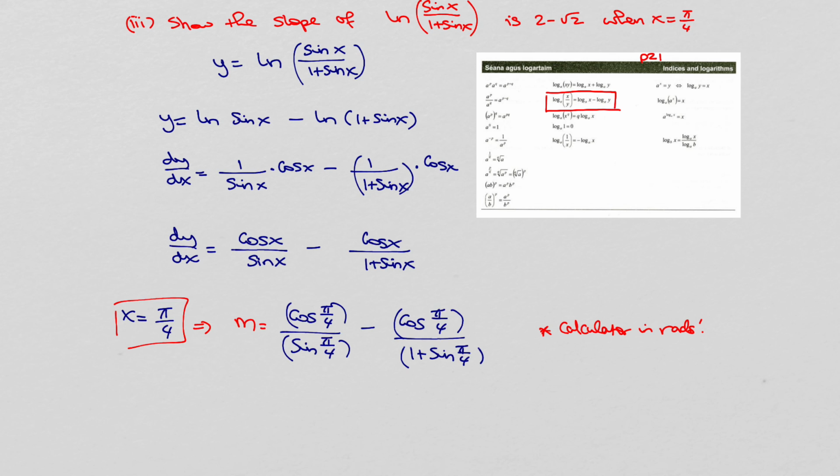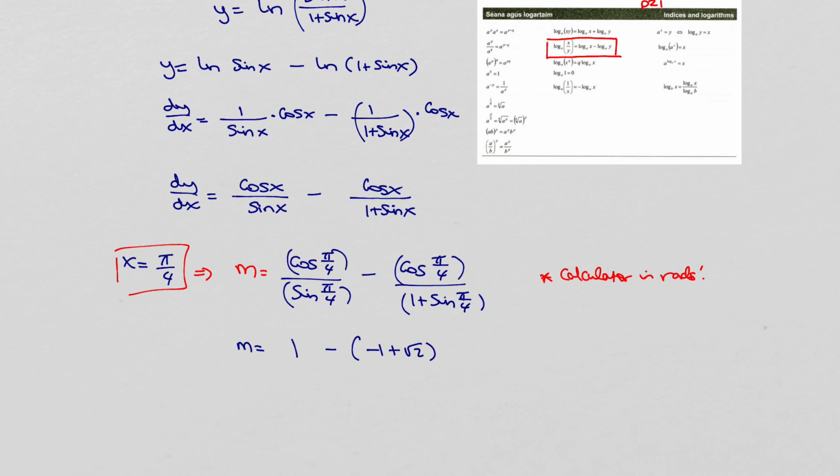Then if we sub in for cos pi over 4 over sine pi over 4 into our calculator, we end up with 1. And then if we sub in cos pi over 4 over 1 plus sine pi over 4 into our calculators, we end up with minus 1 plus root 2. So then simplifying that gives me 1 minus minus 1 is plus 1 minus root 2. So therefore our slope is 2 minus root 2 when x is equal to pi over 4, which is what they wanted us to show.